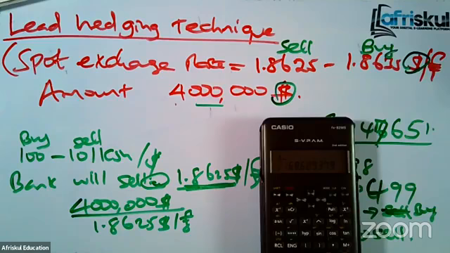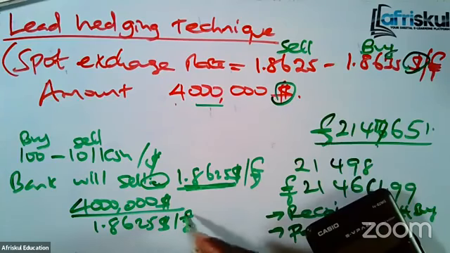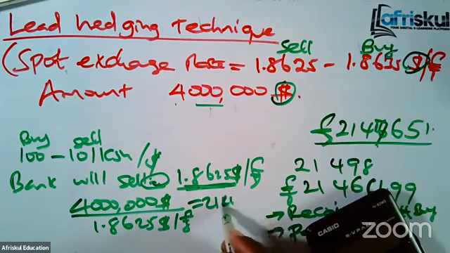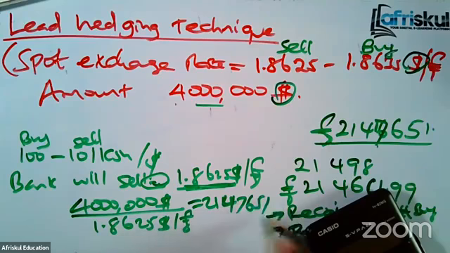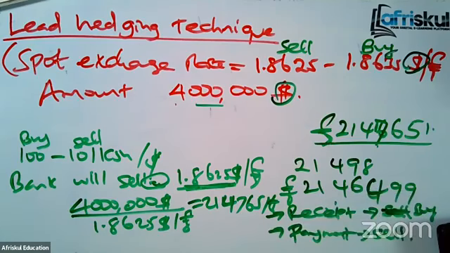So you divide. So what do we have here? We have 4 million divided by 1.8625, which will end up giving us 2147, 651 pounds like that. Pounds. Okay, now that brings us, of course, to the end of this session.